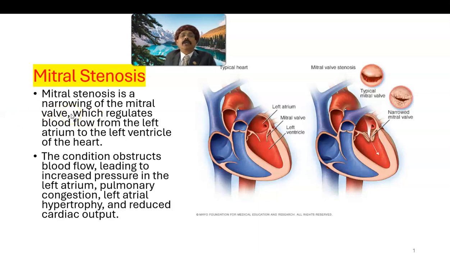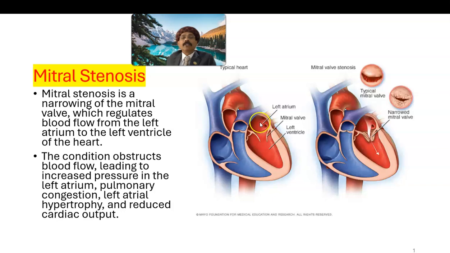Mitral valve is a bicuspid valve. It is also called the left atrioventricular valve, which regulates blood flow from the left atrium to the left ventricle of the heart. The condition obstructs the blood flow, leading to increased pressure in the left atrium, pulmonary congestion, left atrial hypertrophy, and reduced cardiac output. It also develops pulmonary hypertension and eventually right ventricular hypertrophy.